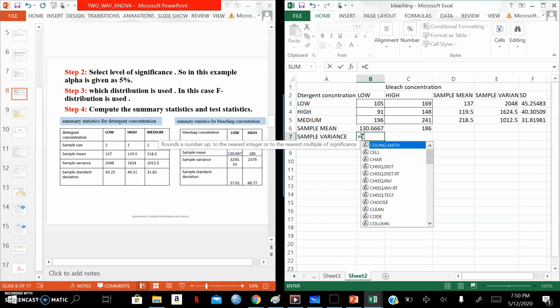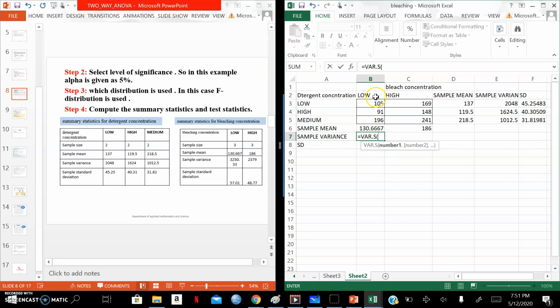VAR. Then you select the 3 levels to get the first column sample variance, and then you drag to get the second column sample variance. So that's what we got here. Standard deviation is just square root of the variance, and then you drag to get the remaining values. So these are the values which I have summarized in this table.